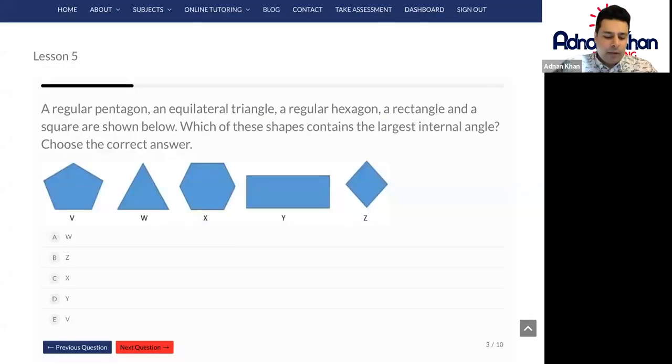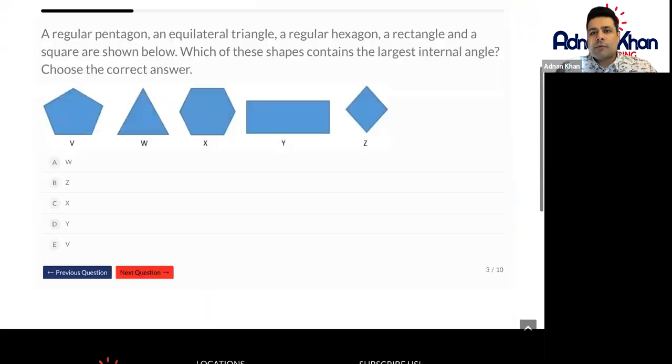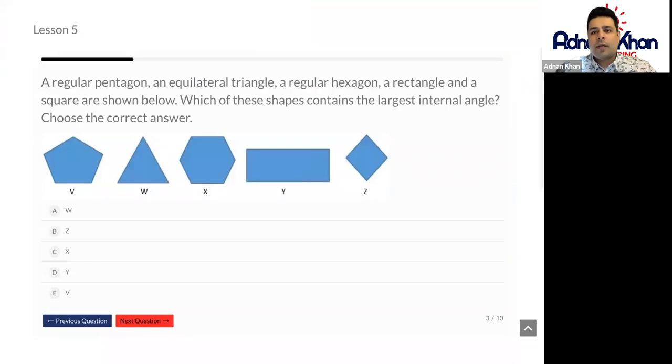Largest internal angle, inside angle. So if you look at the regular shapes, the size of an internal angle increases with the number of sides. In this particular case, let's have a look at all these shapes that we got. We got this first shape, pentagon, then we have W, which is a triangle, then we have X, which is a hexagon, then we have Y, which is a rectangle, and then we have Z, if you turn it around, it will look like a square as well.